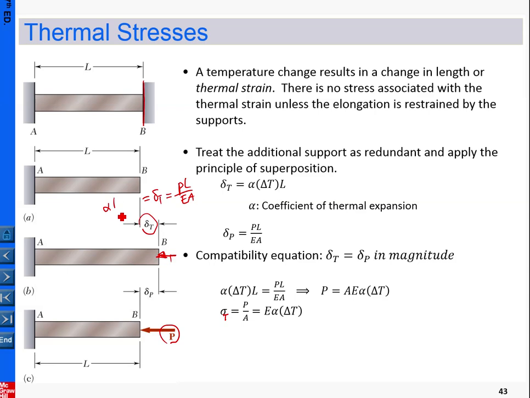So what's delta_T? Delta_T is alpha delta T times L. Through this equation, you can find P equal to this. Then P divided by A is the thermal stress here. So this is the thermal expansion. In this section there are two new equations, and both equations involve the thermal coefficient, the CTE, the coefficient of thermal expansion.